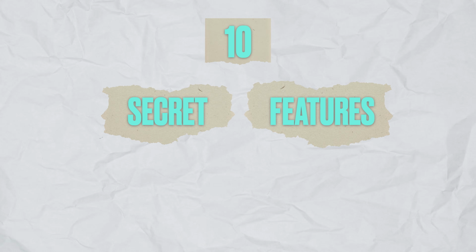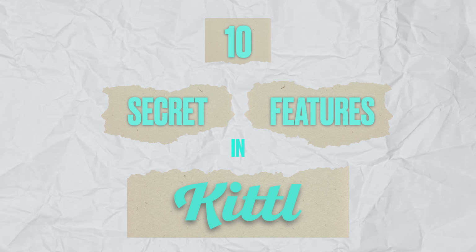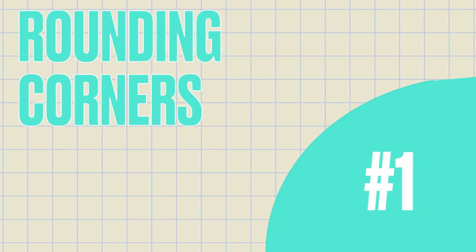In this video, I'm going to be going over 10 secret features in Kittl that you should know about and use. And I mean, they're kind of secret, they're kind of not. They may just be new to you. For others, they may just be in a place that you're not so familiar with. And so I'm going to go over everything you need to know so that you can utilize these 10 super powerful features. First of which is a brand new feature called the rounding corners feature.